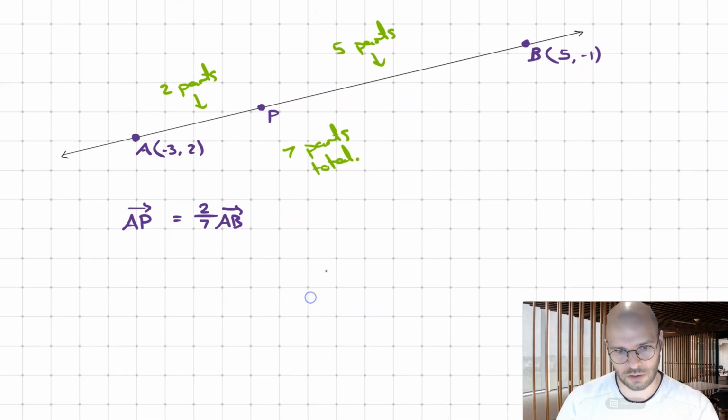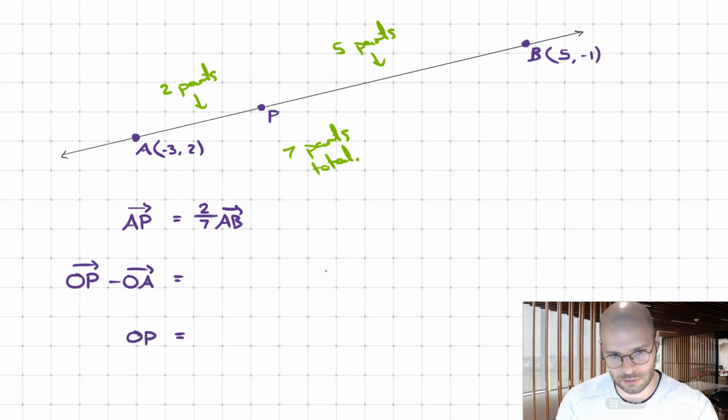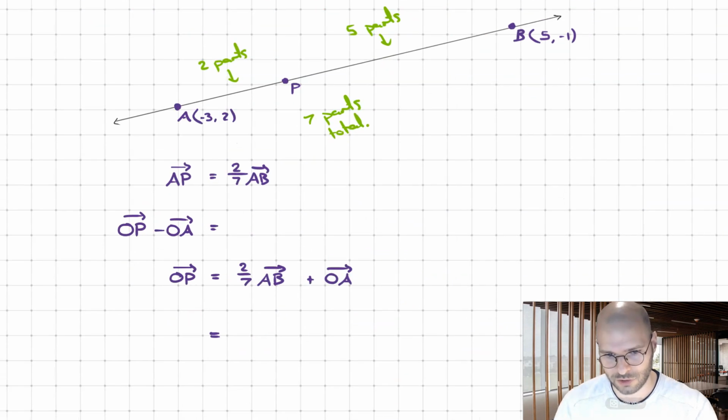Moving along, firstly, we know that vector AP can be described as OP take away OA. Furthermore, OP is going to be equal to 2/7 of vector AB plus vector OA, because I can just add OA to both sides. Now, let's compute AB. Vector AB is going to be 2/7.